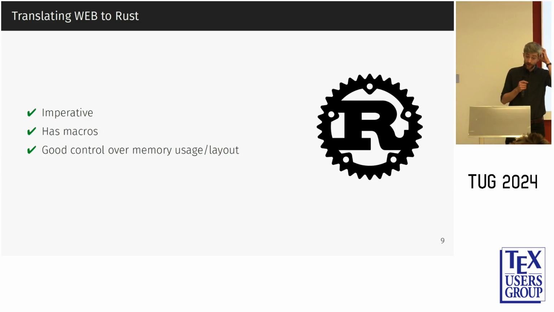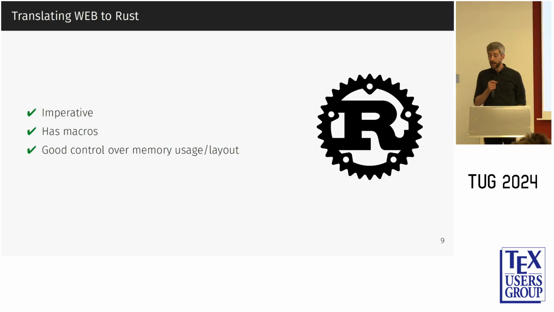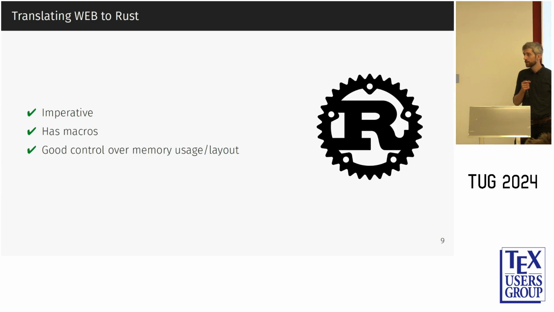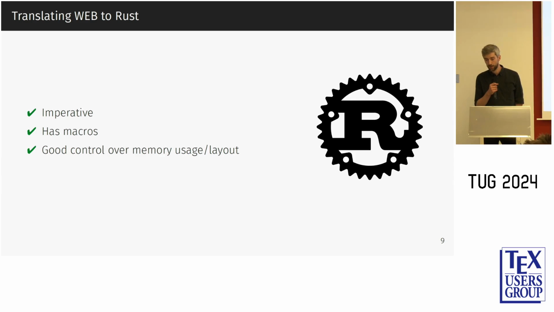With regards to how well it's suited to translate WEB from it, it is an imperative language, which is good because Pascal is imperative, and so in that sense it's easy to do. It has a macro facility, and because WEB uses macros quite extensively, that helps you to create the Rust code. And if you want to stay with a semi-fast and controlled memory usage, it allows you to do that as well.